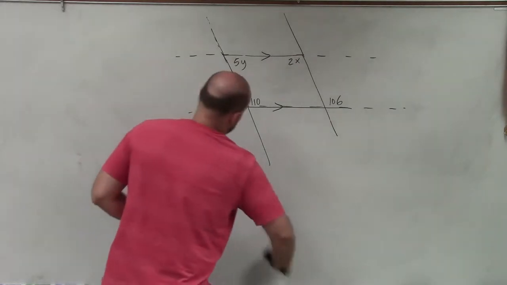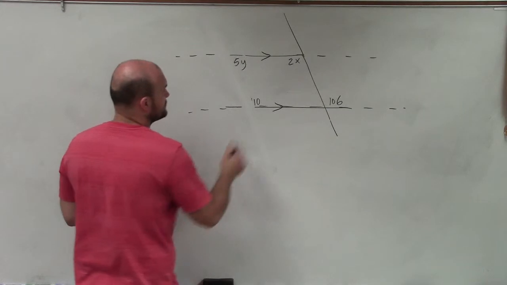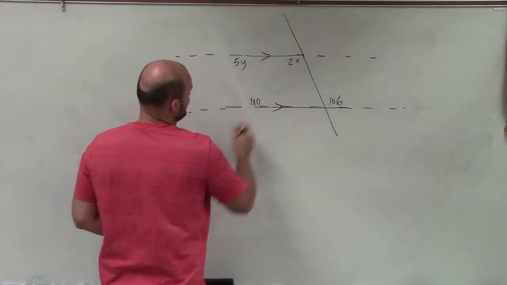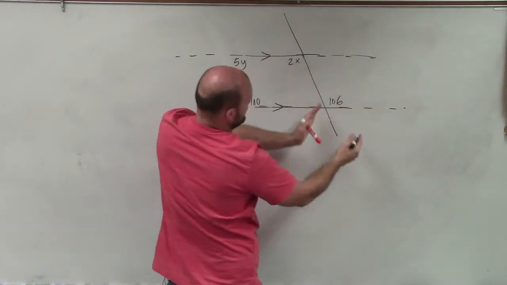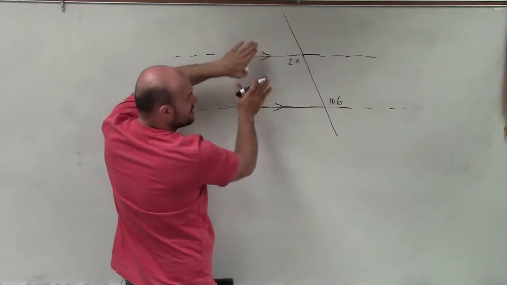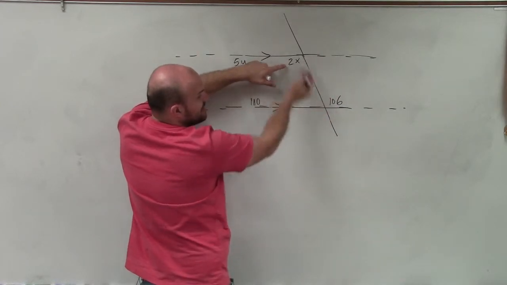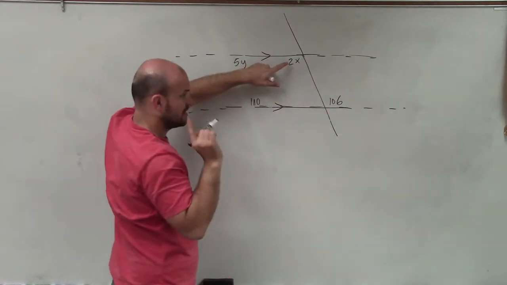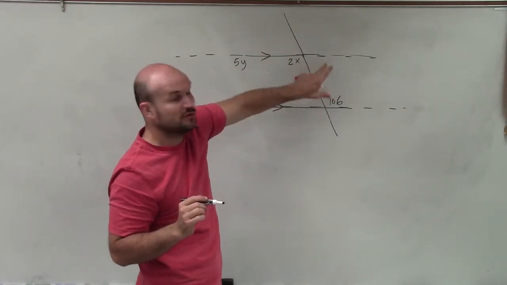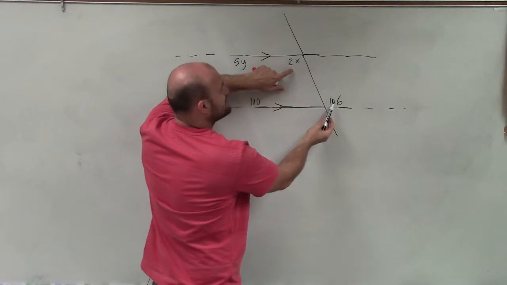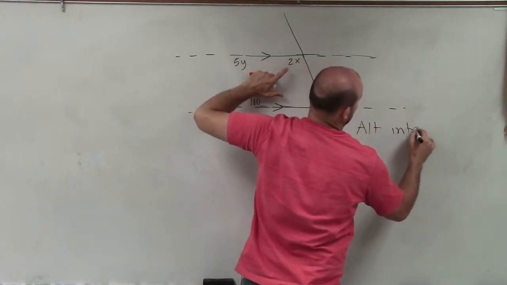To do that, because I can, I'm just going to erase this transversal and totally forget about it. And what I see is now I have a set of parallel lines and a transversal. Forget about these two sides. Let's just look at how these two angles are related to each other, and to the parallel lines as well as the transversal. What I notice is both of these angles are interior of the parallel lines. They're both inside the parallel lines, and they're on opposite sides of the transversal. Therefore, these are alternate interior angles.